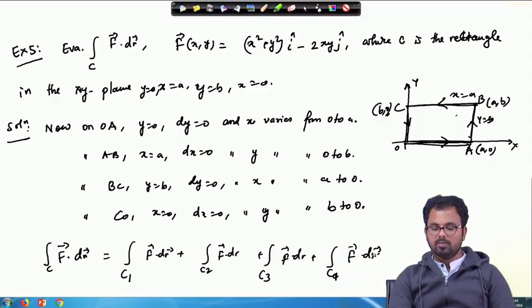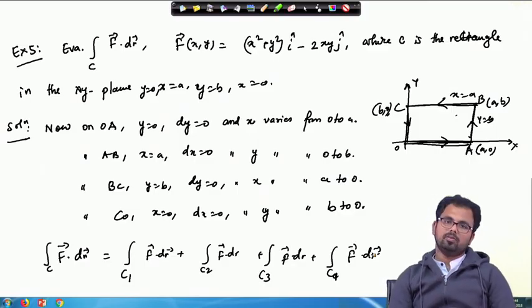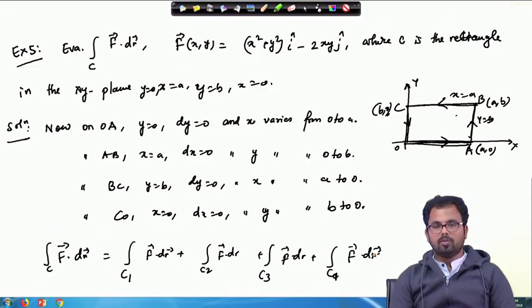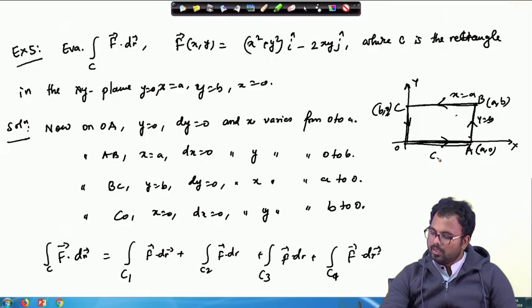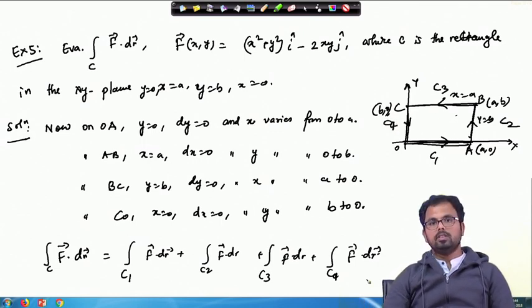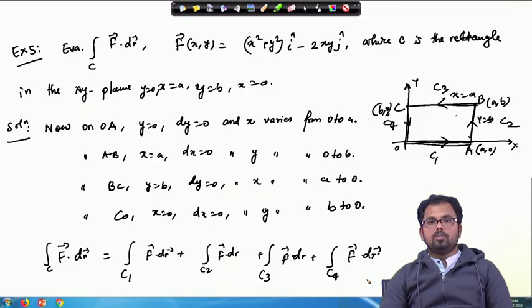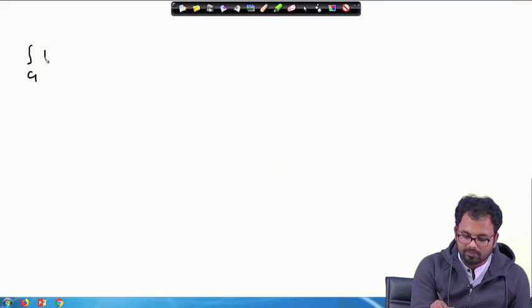So, if you sum the integrals over C1, C2, C3, C4, that will be the integral over the curve C. That is the formula which we have used here. We can call this line our curve C1, this line our curve C2, this line our curve C3 and this line our curve C4. And we now have to evaluate these integrals separately. So, what is the value of the integral along C1, that is, the integral over C1 of f dot dr?